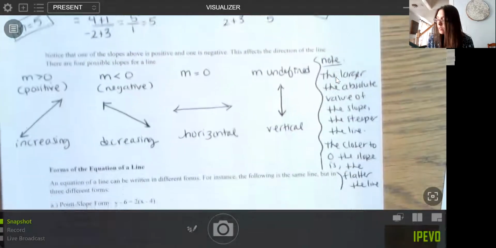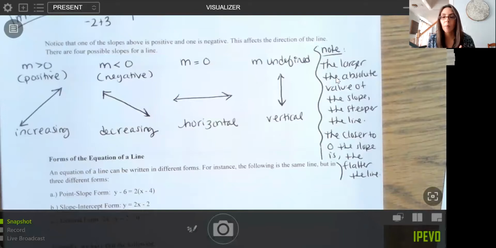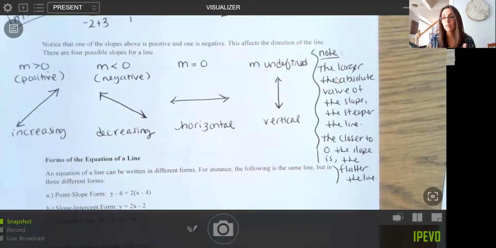So not only does it tell you the direction, if it's going up or down, but it also tells you how steep it is. So those larger absolute values, the more positive you get or the more negative you get, the steeper those lines are going to be. Whereas slopes that are closer to 0 are going to be much more flat. Not quite horizontal, but they'll be looking more horizontal compared to some of your other slopes.